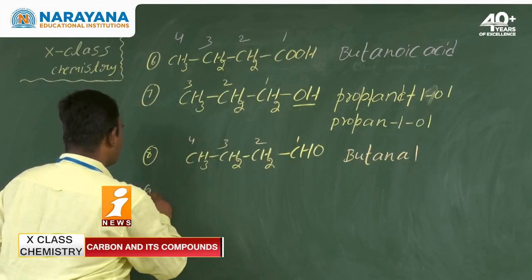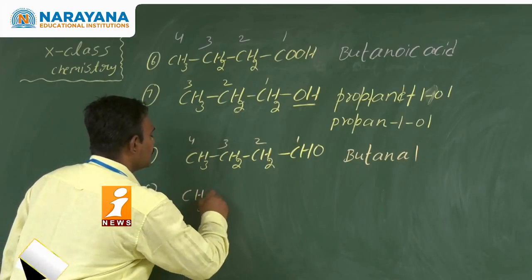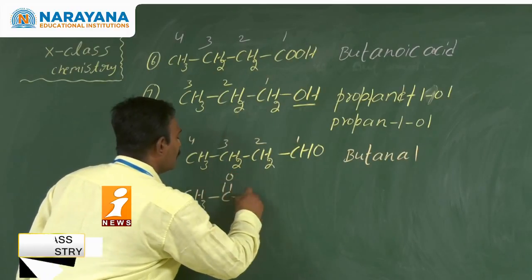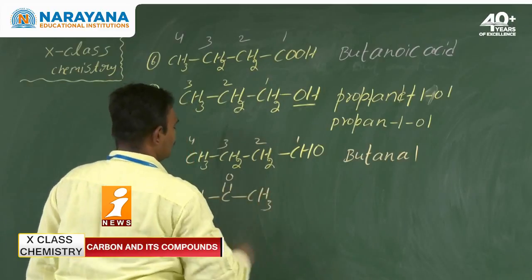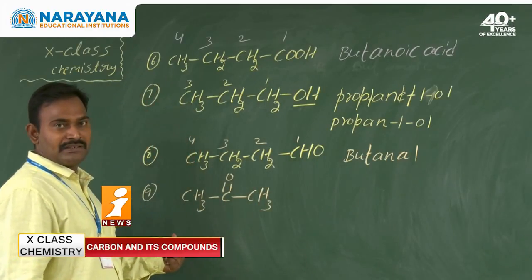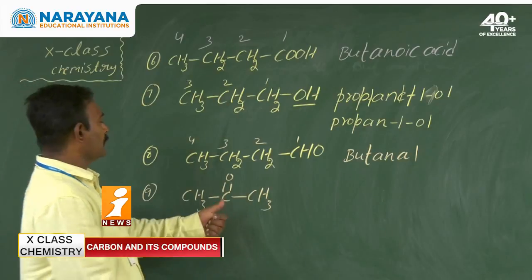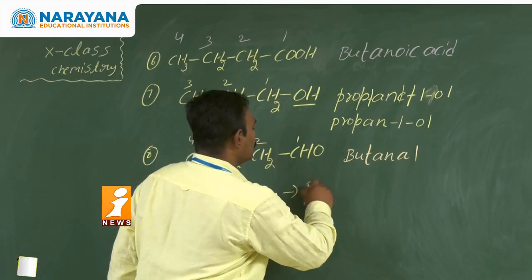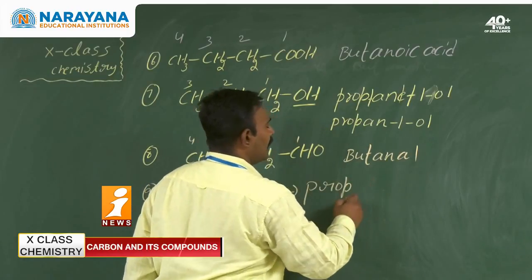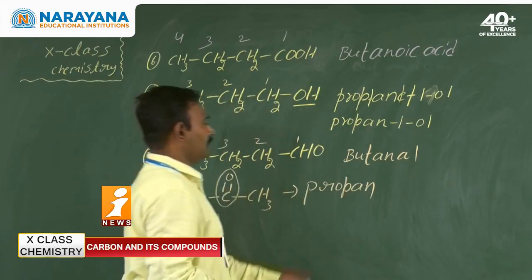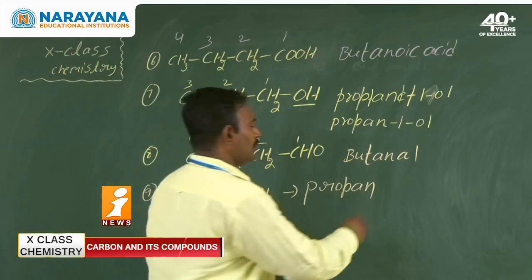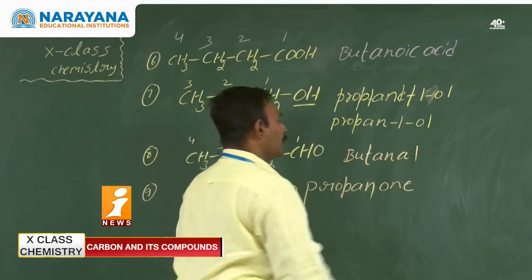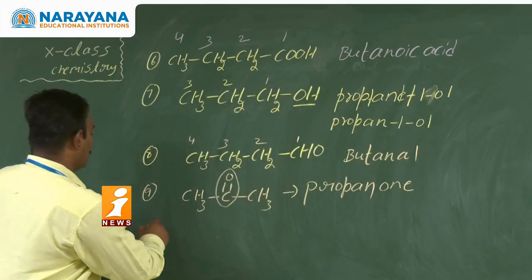Next one: CH3, C=O, CH3. Here how many carbons are there? Three carbons. Keto functional group. So the name of the compound: prop, all single bonds so an, and one. So its name will be propanone.